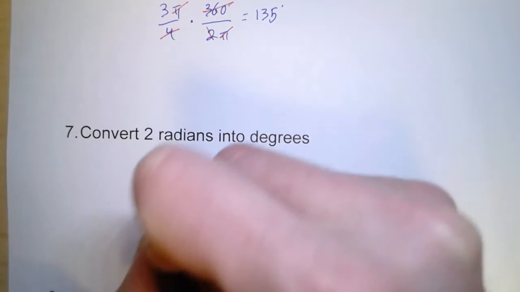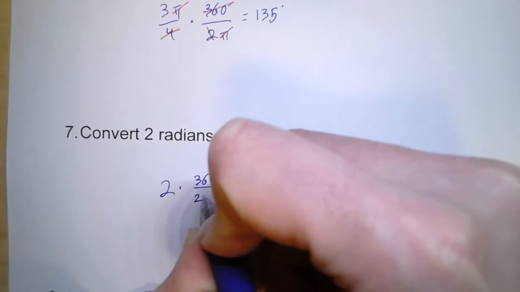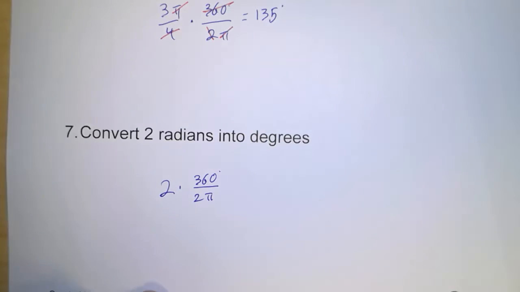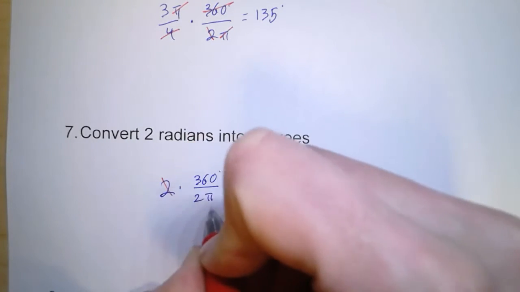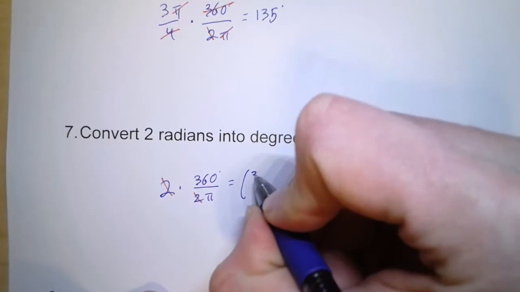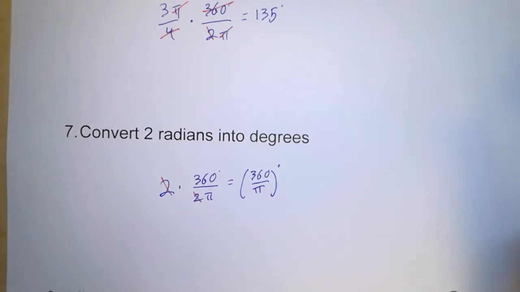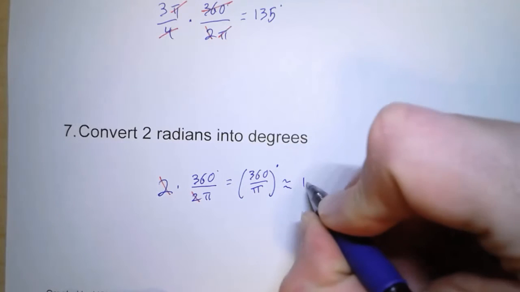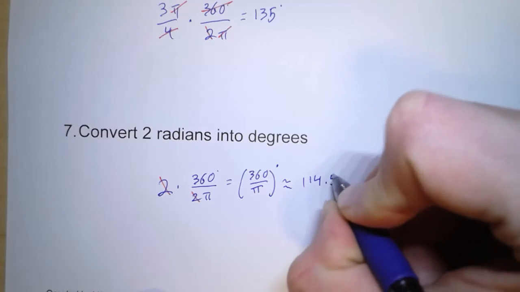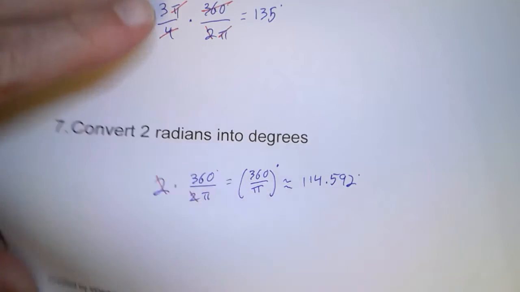So if we want to convert this, we're just going to multiply by 360 degrees over 2 pi. Now, what won't happen is the pi won't cancel, but the 2 will. And so what we have is this quantity, 360 over pi degrees. And that's an exact answer. But if you want an approximate answer, then it's going to be about 114.592 degrees.